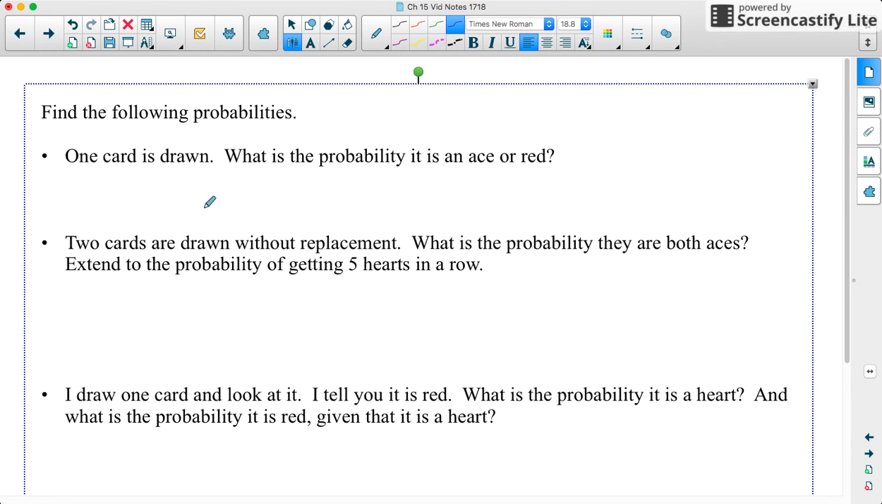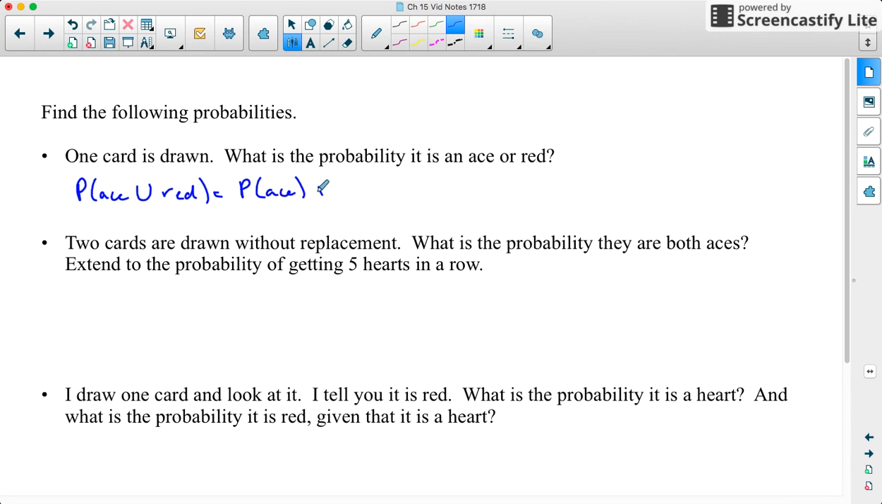So first question says, one card is drawn. What's the probability it is an ace or red? So probability of ace or red. Well, knowing our addition rule, that's probability of ace plus probability of red minus probability of both. So ace is 4 out of 52, red 26 out of 52. How many red aces do we have? 2 out of 52. And so that would get us 28 out of 52. 28 out of 52, I believe, is 0.5385, thereabouts.